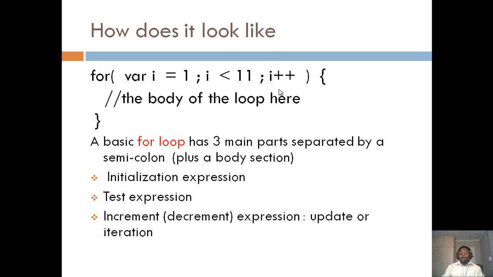And the last part of a for loop is of course the increment expression or update expression. That is where we're saying i++, which basically means add 1 to the value every time, and that is basically what we mean by i++, add 1 every time.